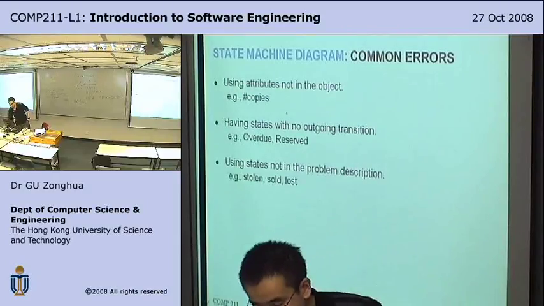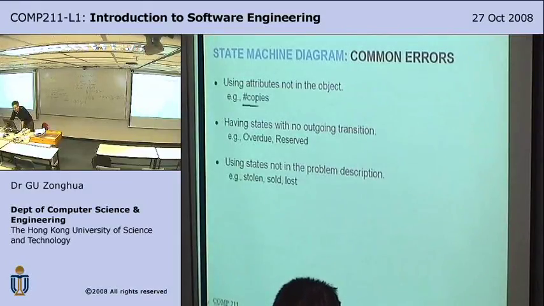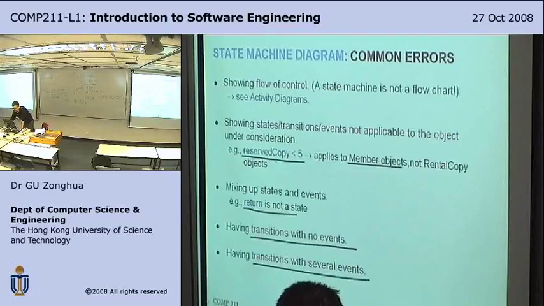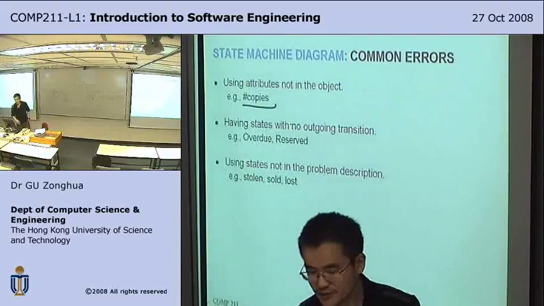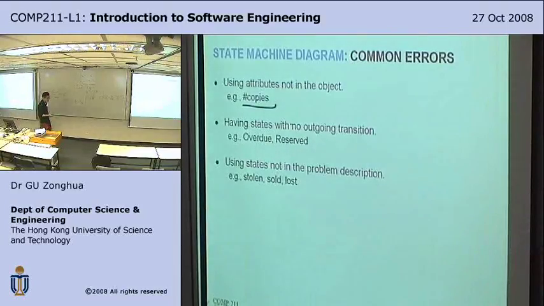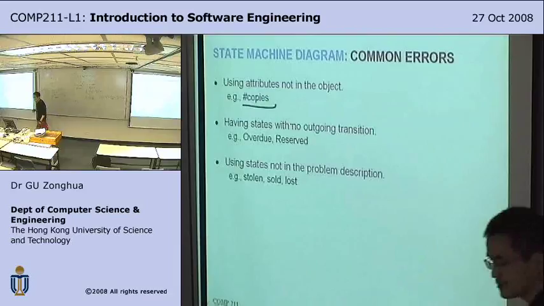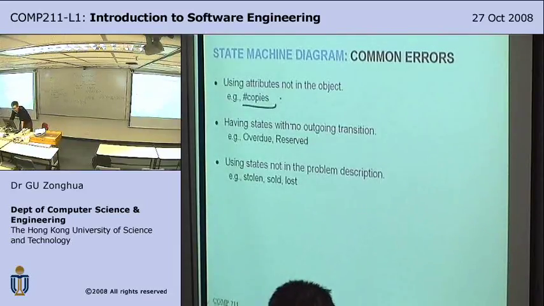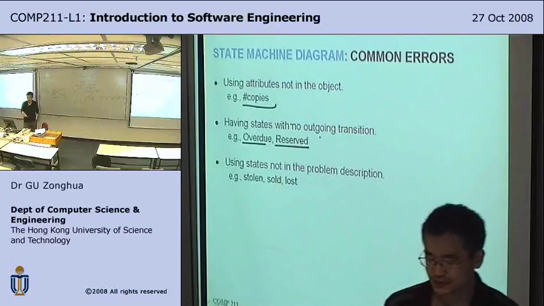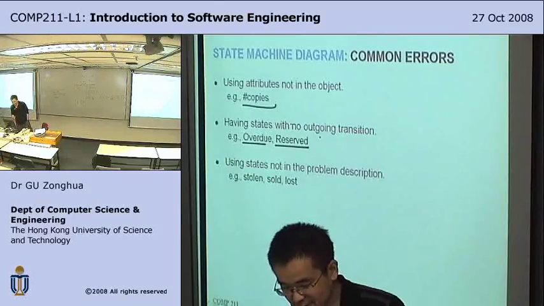Using attributes not in the object, such as number of copies. This is related to the previous error, reserved copy less than 5. Number of copies rented is not an attribute in the rental copy object. It's an attribute perhaps in the movie video object. Having states with no outgoing transitions, so overdue and reserved should have outgoing transitions. Otherwise, it's a final state.